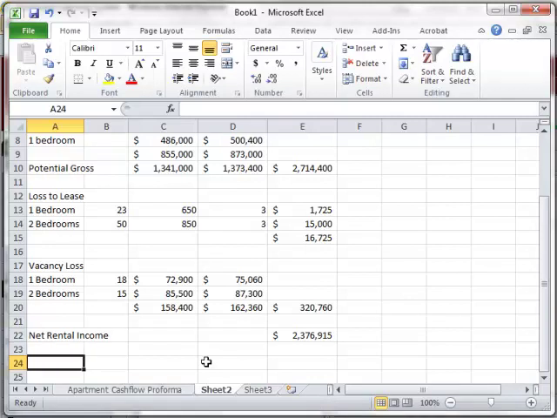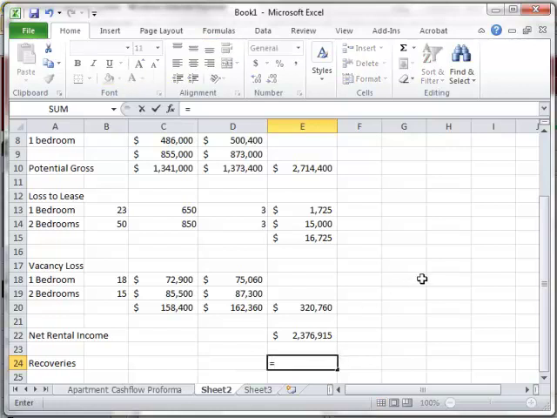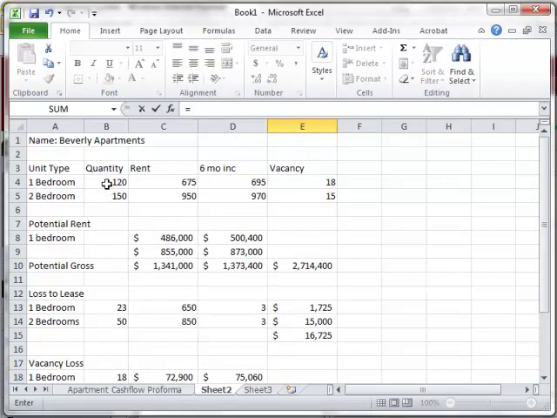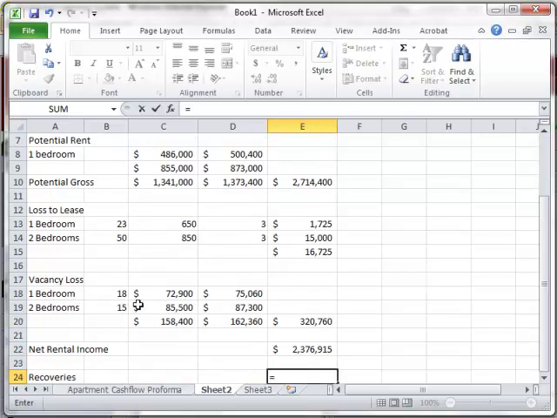So now what else do we have going on? Let's suppose that in this apartment complex we also collect from the tenants a fee for utilities, for electric and water and so forth. Let's say that that's a flat fee of $100 per rented unit. So let's call that our recoveries. And if it is the total number of rented units, our sum is going to be these units minus our vacancies.